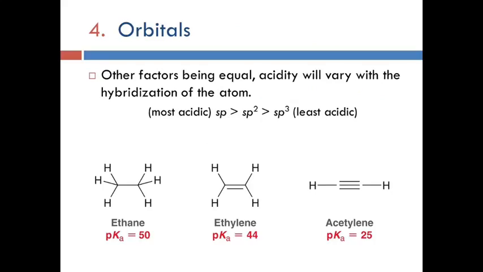So, summary, other factors being equal, the acidity will vary with the hybridization of the atom. The most acidic will be the sp, the least will be the sp3. We can compare pKa's for these 2 carbon molecules, and we see that acetylene is definitely much more acidic than ethylene, a pKa of 25 versus 44.